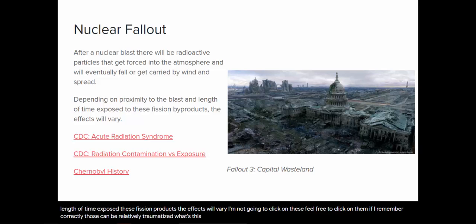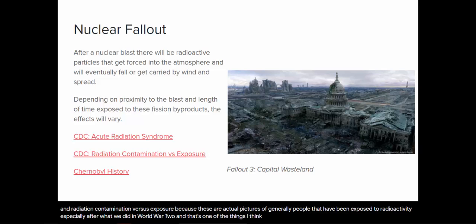This is stuff from the CDC, the Centers for Disease Control, on acute radiation syndrome and radiation contamination versus exposure. These are actual pictures of people who have been exposed to radioactivity, especially after what we did in World War II.